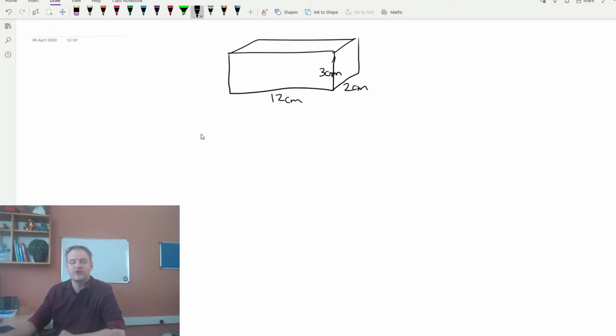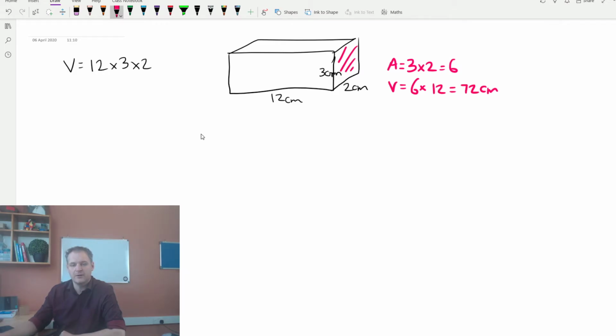Remember, two ways to do this. They both work. You could do volume equals 12 times 3 times 2. It's helpful to you in the long run to understand why: 3 times 2 is the area, and then volume is 3 times 2 times the length. I'm going to change that to a 6 just so we can all see what I'm talking about. We're going to write that as 6 times by the length, which is 12. Notice the same answers. Volume is in cubed, and that's 72 centimetres cubed as well.